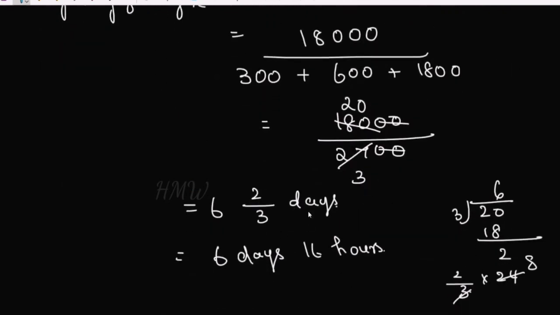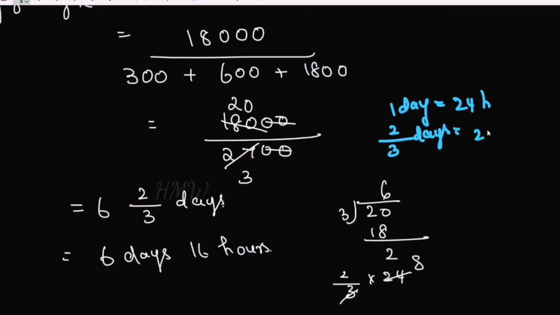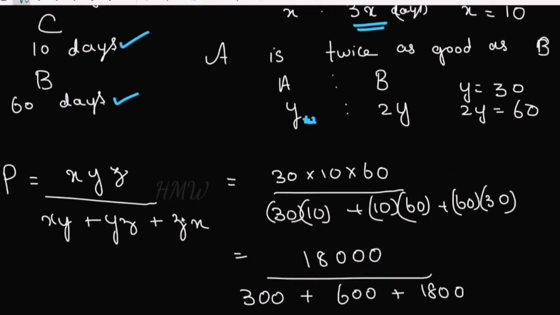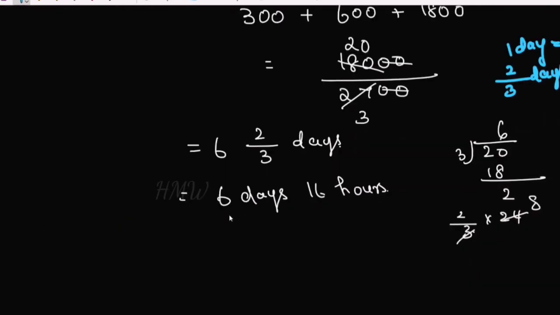2 by 3 days, we want to convert it to hours. So you know 1 day is 24 hours. So 2 by 3 days is multiply 24 into 2 by 3. You will get 16, so 16 hours. So the answer is 6 days, 16 hours. A, B and C, they work together. They will take 6 days and 16 hours to complete the work.